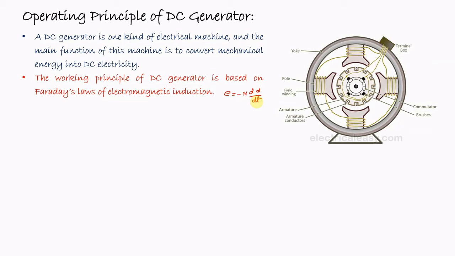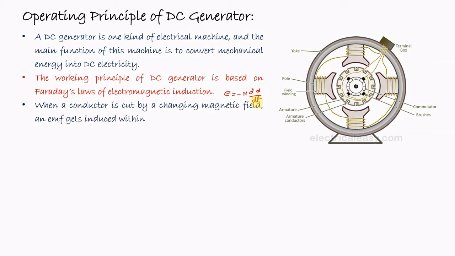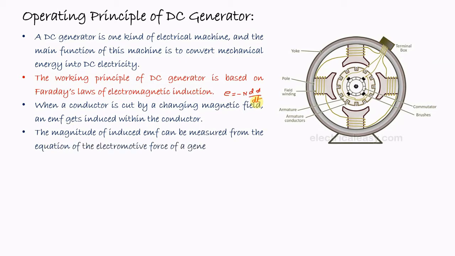Like all other generators, the DC generator also works based on this principle, the Faraday's law of electromagnetic induction. When a conductor is cut by a changing magnetic field, an EMF gets induced within the conductor. That is Faraday's law. The magnitude of the induced EMF can be found from the EMF equation of a generator, which we will discuss later in this class.